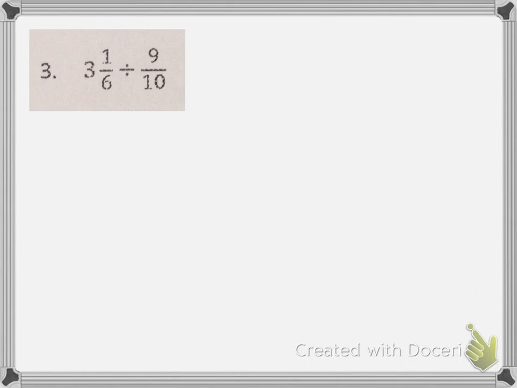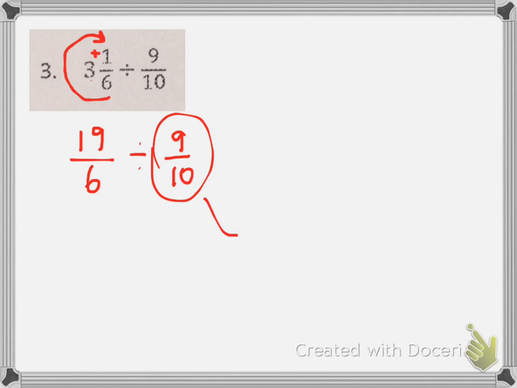Okay, a couple more. Hopefully you're noticing by now that these are problem set questions. So same thing. I'm going to get rid of this mixed number because they're a pain. 6 times 3 plus 1. 6 times 3 is 18 plus 1 is 19. The 6 stays the same, and I'm going to divide by 9/10. I cannot divide by a fraction right here, so I'm going to rewrite this so that it's 19/6 times the reciprocal.